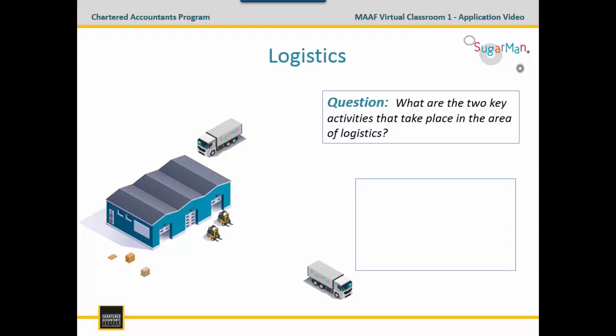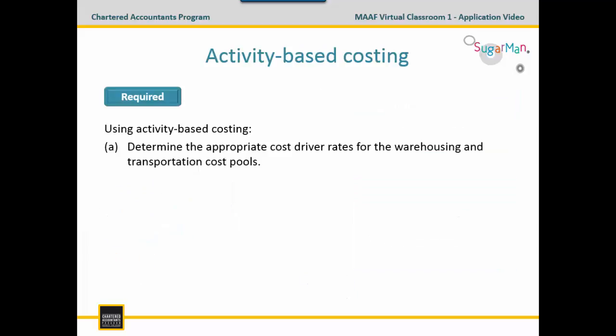From what we know about the logistics area, they perform 2 primary activities: warehousing, or storing products when they arrive from the various suppliers and before they are sent to the stores. Facilitating the distribution of products from the warehouse to the stores is the transportation activity. We are being asked to determine the appropriate cost driver rates for the warehousing and transportation cost pools.